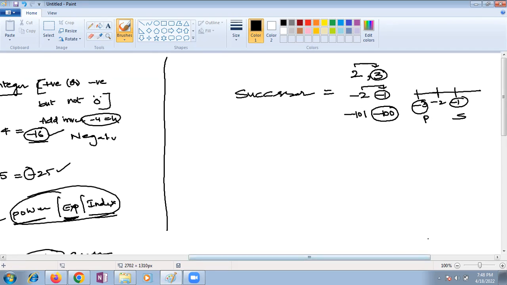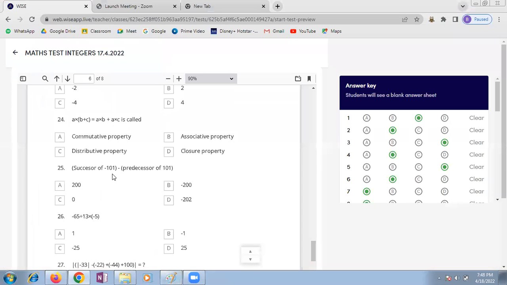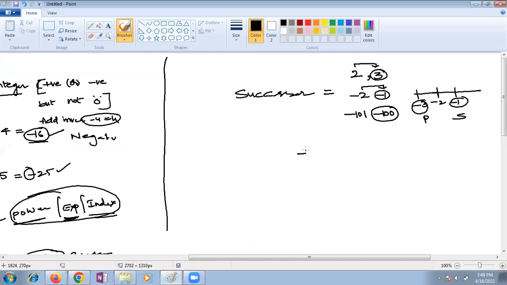Very good, minus 100. Now they didn't give only one part, they gave 2 parts. The predecessor of 101. Predecessor means the left side number. The left side of 101 is plus 100. Wait one minute, children. Let me go with minus 100 and minus 100. What is the value of minus 100 and minus 100? Minus 200.